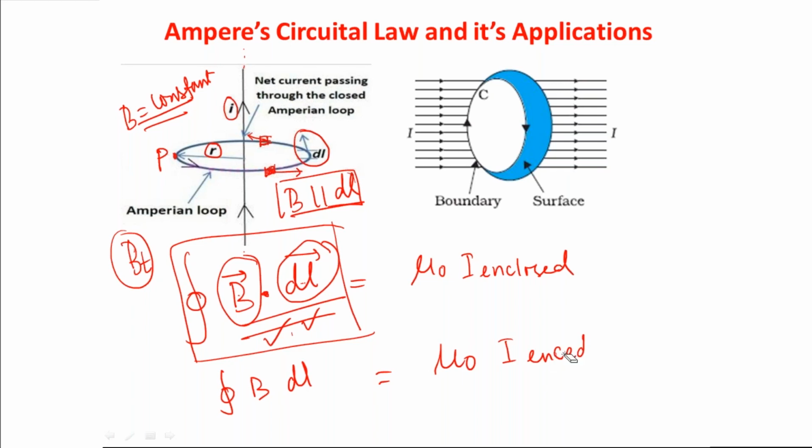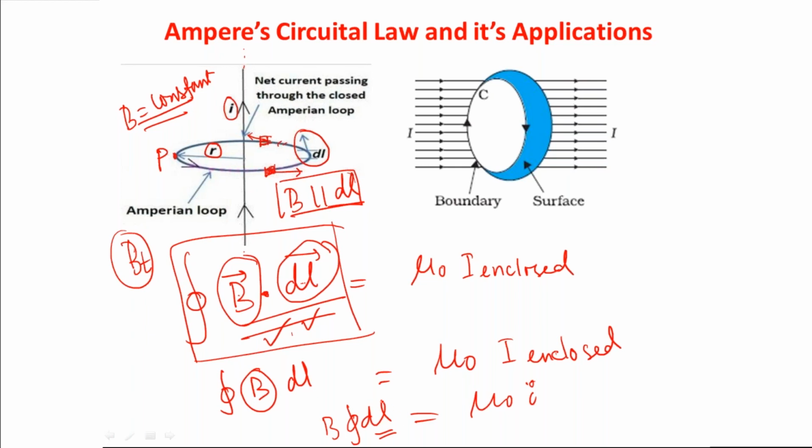And mu naught is the permeability of free space, and this is the current which is passing through this loop. That's why I can write it as enclosed, enclosed by this Amperian loop. So small I is the current enclosed by this whole Amperian loop. Since this is a constant quantity over the loop, I'll just take that out of the integration. So only the integration I have to do is over the loop. And this is mu 0 I, because I is the current passing through this loop.